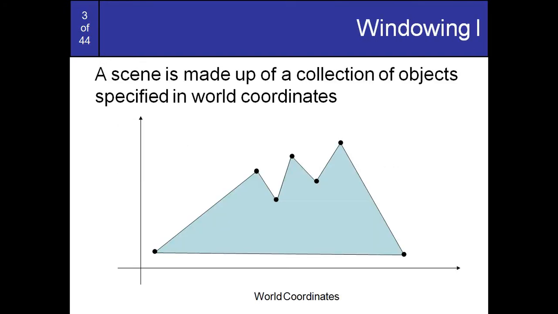So beginning with that, we have the world coordinates. In world coordinates, a scene is made up of a collection of objects specified in world coordinates. Here we are referring to world coordinates as the coordinates of an object in the real world scenario. In real life, the coordinates of that object are referred to as world coordinates. They are specified in terms of the x and y plane, that is, we are using the world coordinates in a 2D plane.